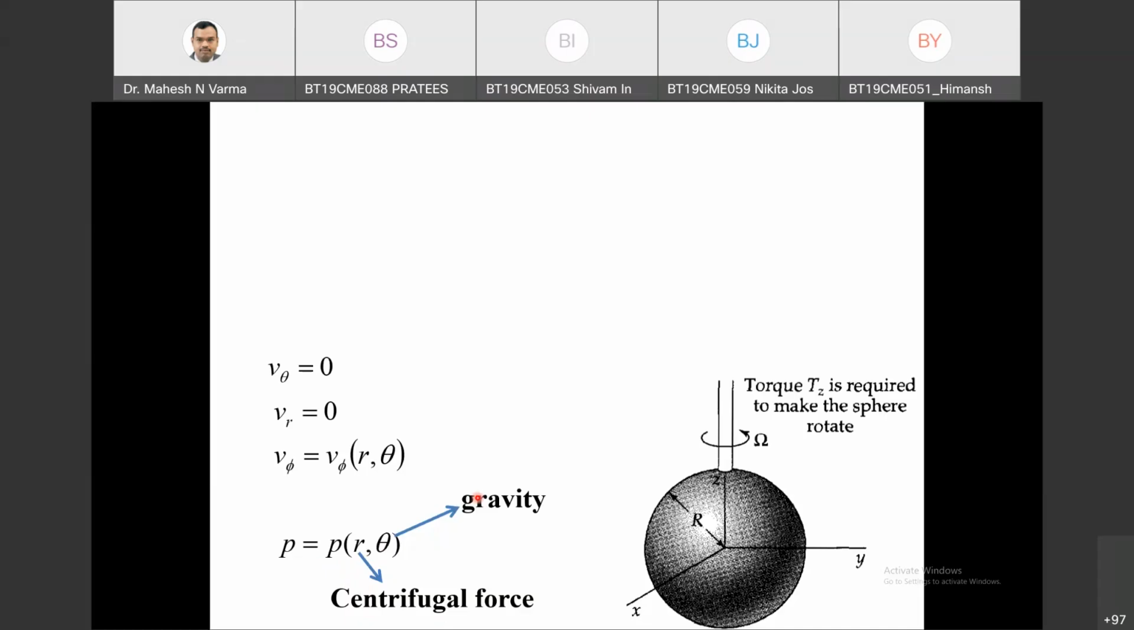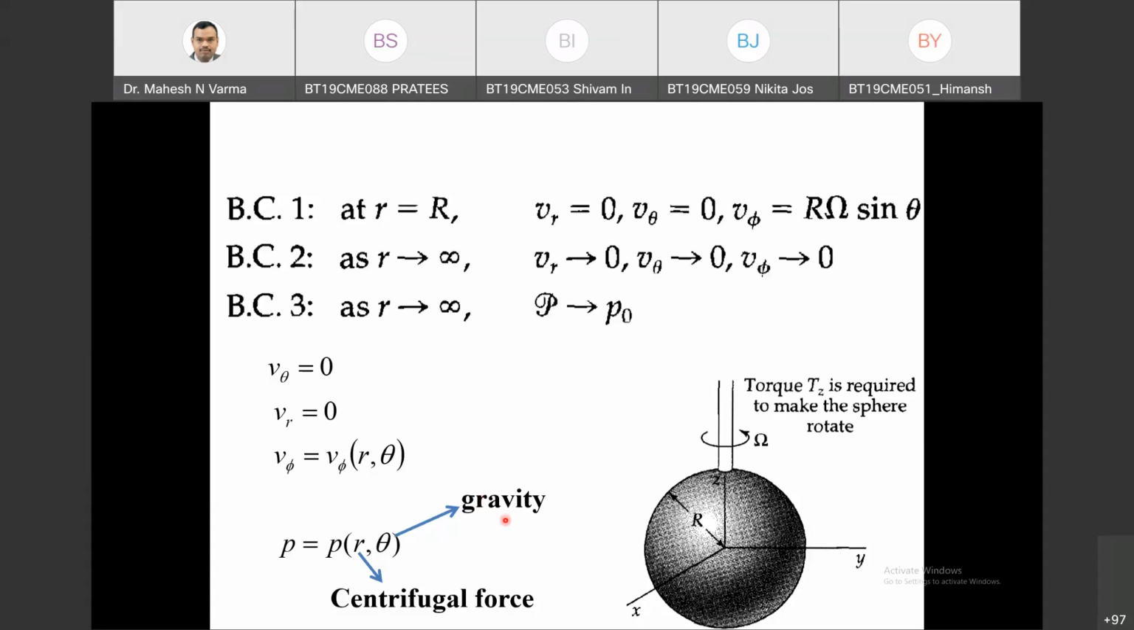Now we will be using the theta and phi equations of change. The phi equation of change, the phi component, will give me the velocity profile. The r component will give me the variation of pressure with respect to r, and the theta component will give me the variation of pressure with respect to theta. You should understand which equation of change will give you which information.